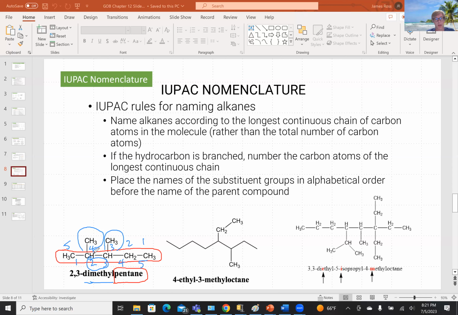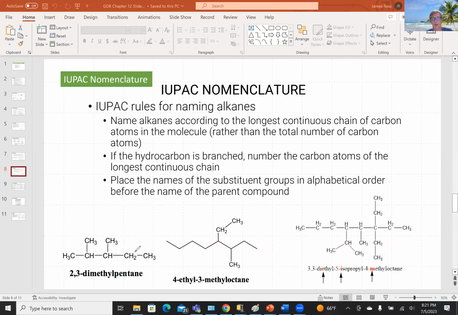Let's read it left to right. I've got 2,3-dimethyl pentane, which means I have 2 methyl groups on carbons 2 and 3 of a pentane chain. So the name allows you to construct the molecule. The molecule allows you to construct the name. Okay, I'm going to clear those drawings.